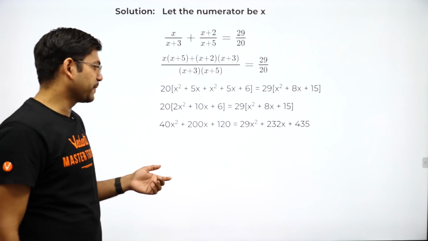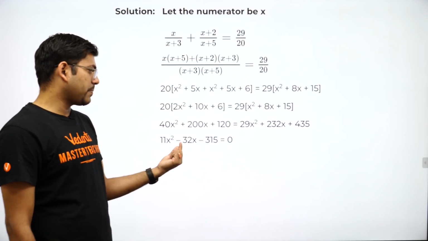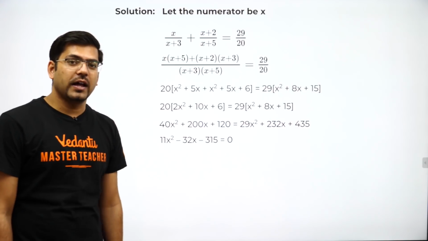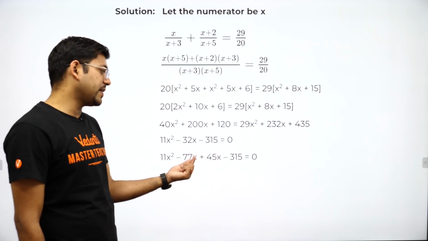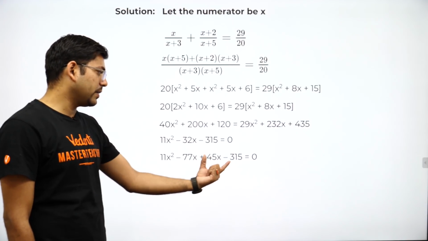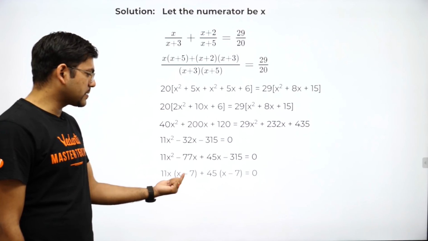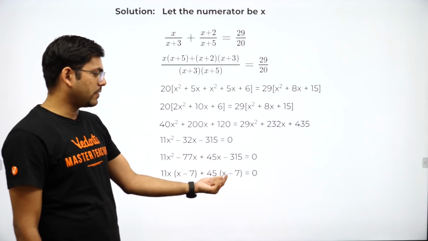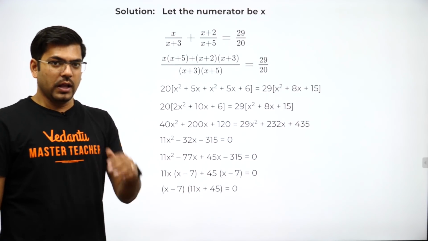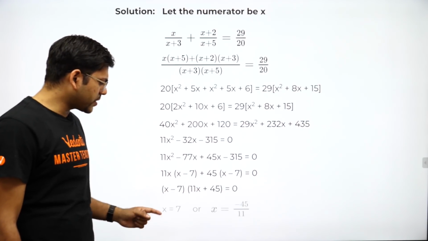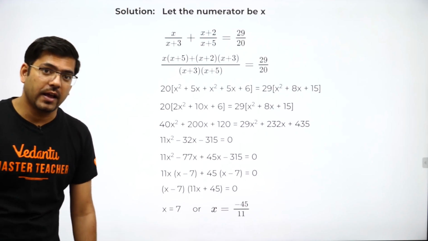Doing addition and multiplication, I don't think this is a class where addition and subtraction is required even to be taught. Moving on, we will get the final equation as 11x square minus 32x minus 315. Now doing the middle term splitting is important. The middle term splitting would be minus 77x plus 45x, that will make 315 into 11. Now taking 11x common and getting x minus 7. Taking 45 common, x minus 7. Taking x minus 7 as common, getting 11x plus 45. Now solving this equation, getting x equal to 7 or x equal to minus 45 by 11.